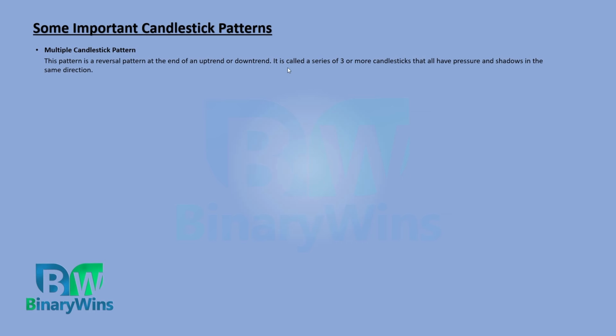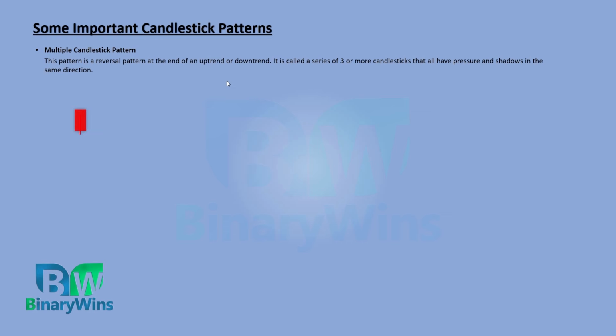When 3 or more candles form in a straight line with pressure and wicks in the same direction at support or resistance, it is called the multiple candles pattern. This pattern shows that the price movement in one direction has stopped and there is indecision between buyers and sellers. This increases the possibility of a trend reversal.